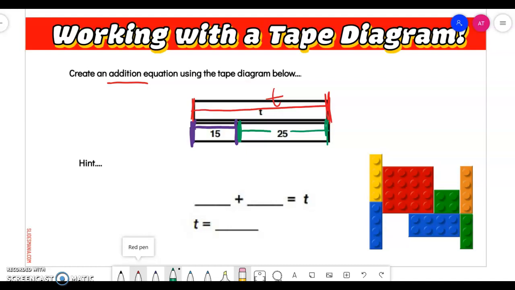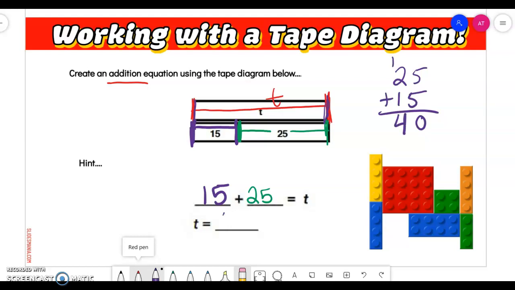Add 15 and 25. So if I add 25 and 15 together, I'm going to get the total of t because they are the same length from here to here. So if I add 25 and 15, I'm going to get 40. So I know that t right here, this whole t from here to here is 40.